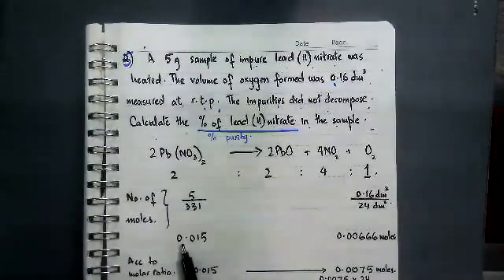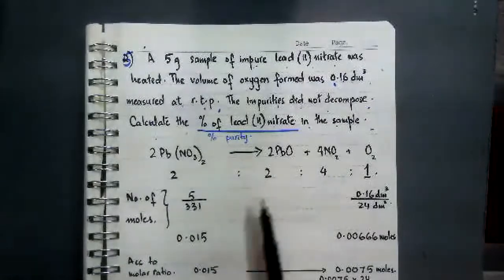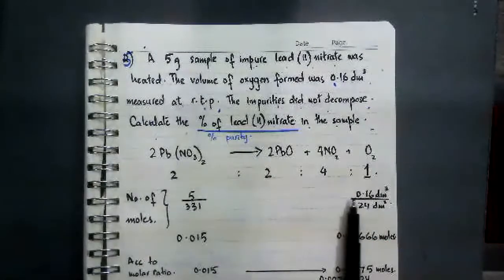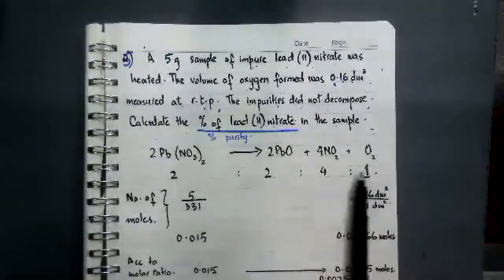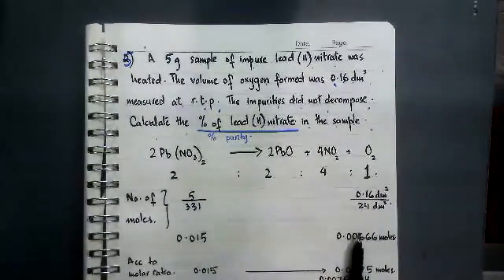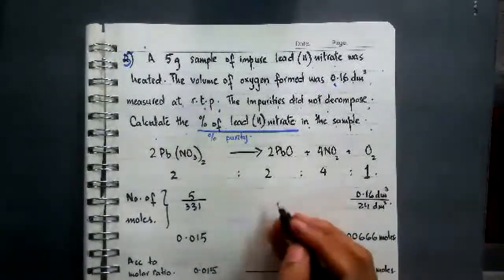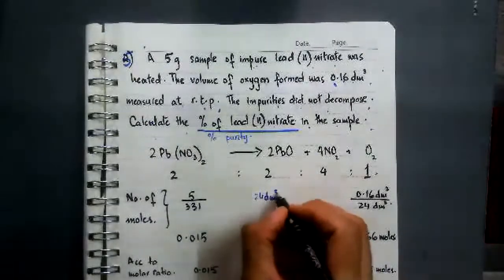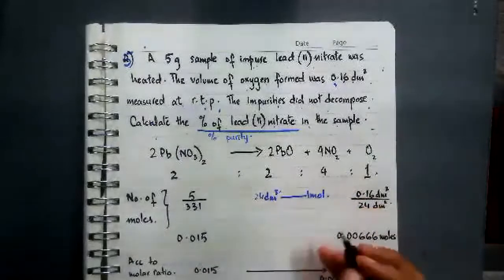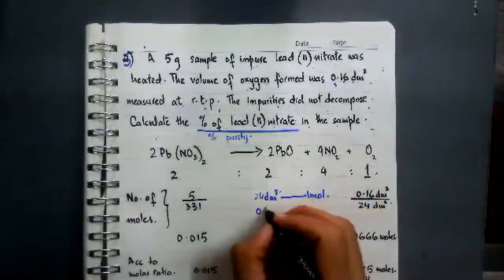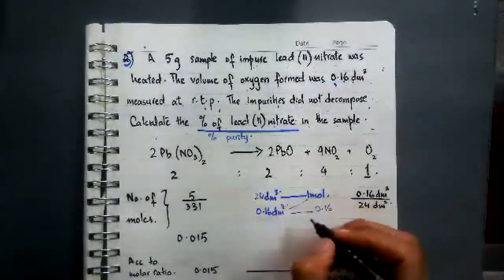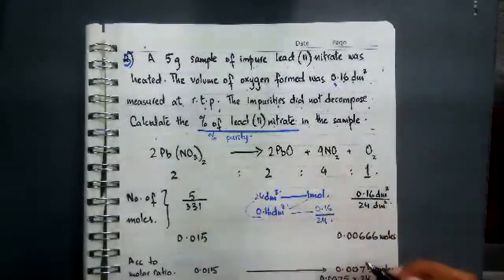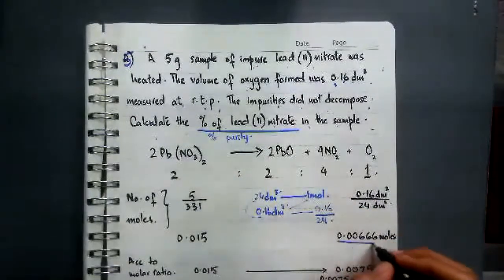So the number of moles is 0.015. And then the volume of oxygen formed is 0.16 dm cube. If I know the volume, I can find out the number of moles, right? How? 24 dm cube is 1 mole, so 0.16 dm cube would be how many moles? 0.16 divided by 24. So I get these many moles.